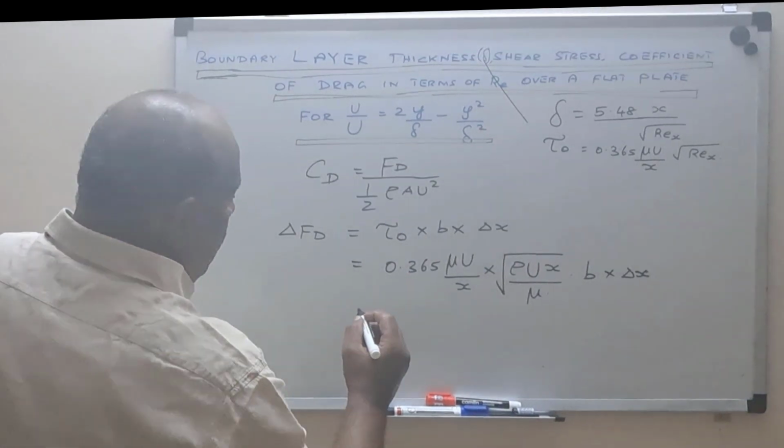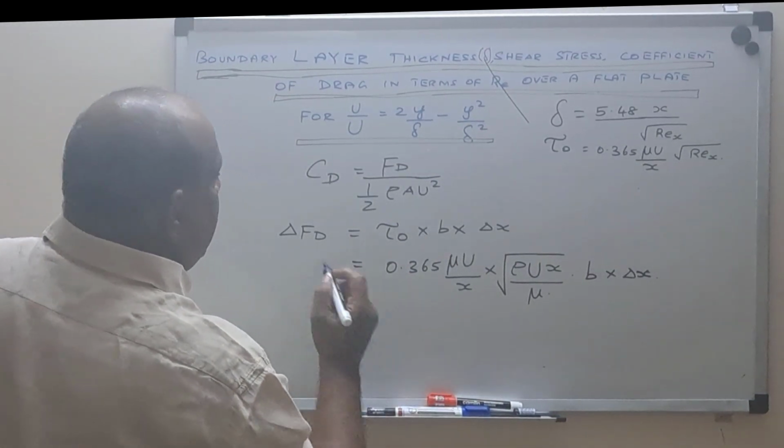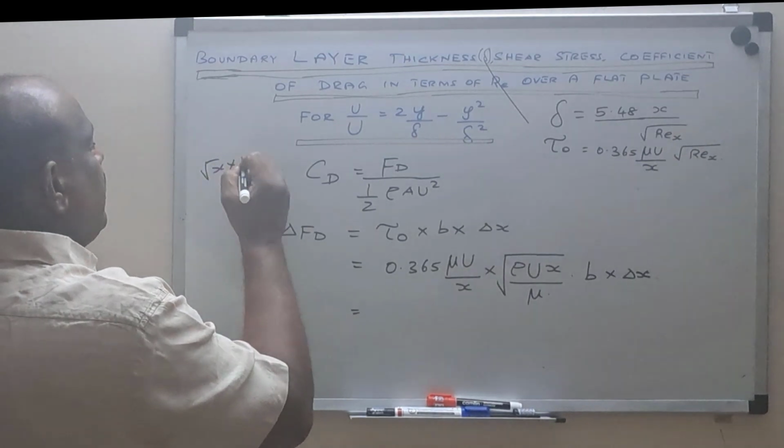Okay, now this x, the denominator x, can be written as what? Square root of x into square root of x equal to what?